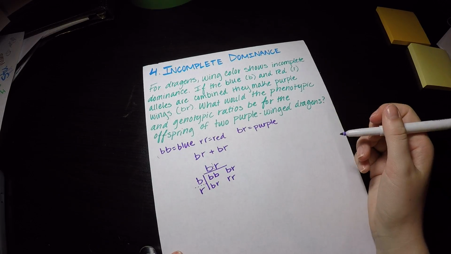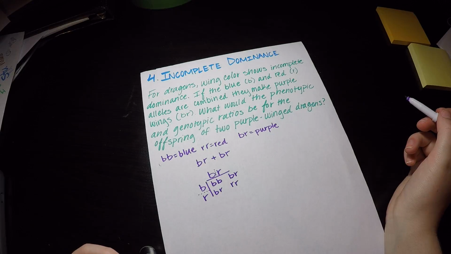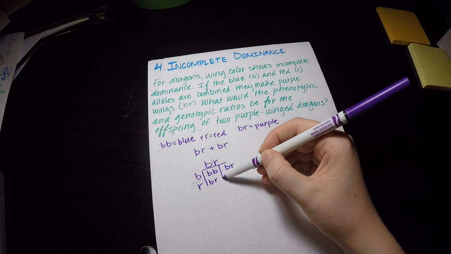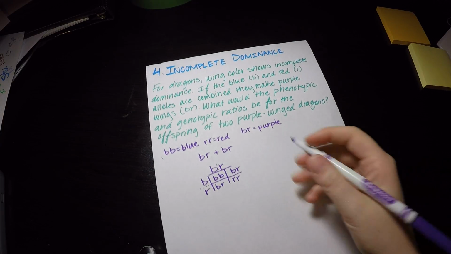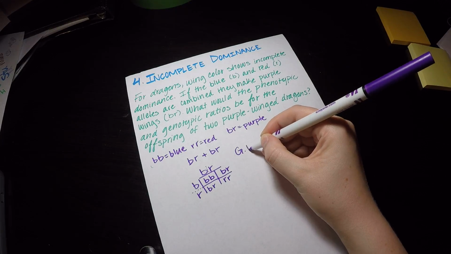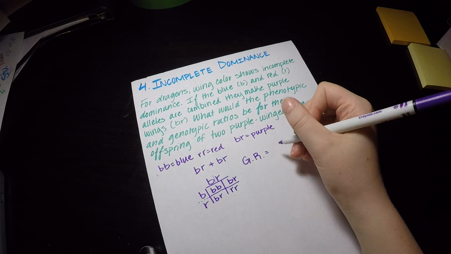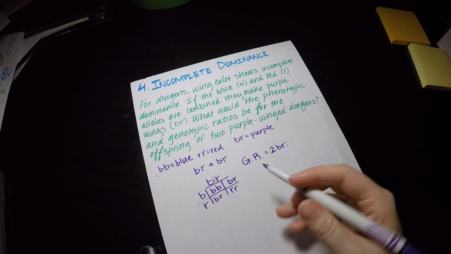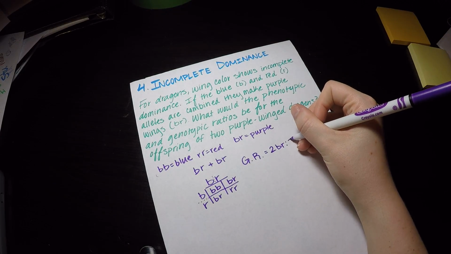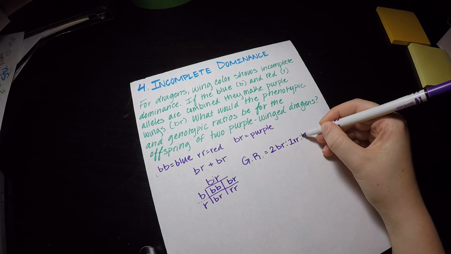So the phenotypic ratio, you probably know already, that's going to be the physical expression. We're actually going to do that second because that's just easier. The genotypic ratio is just saying what are the genotypes of the 4 offspring that we've predicted in this Punnett square. So the genotypic ratio, I'll just write a GR for time's sake, is going to be, we have 2 purple dragons, so 2 BR, because that's the genotype, for every 1 RR and every 1 BB.